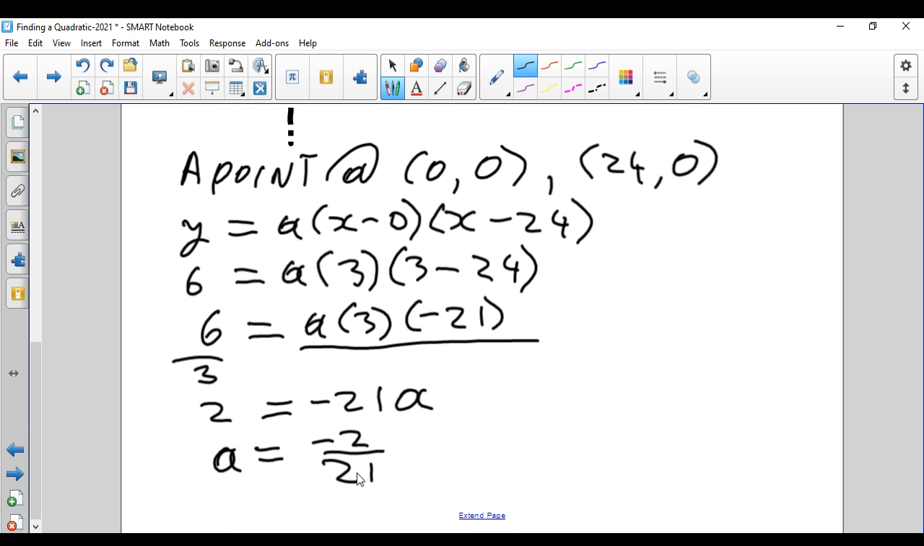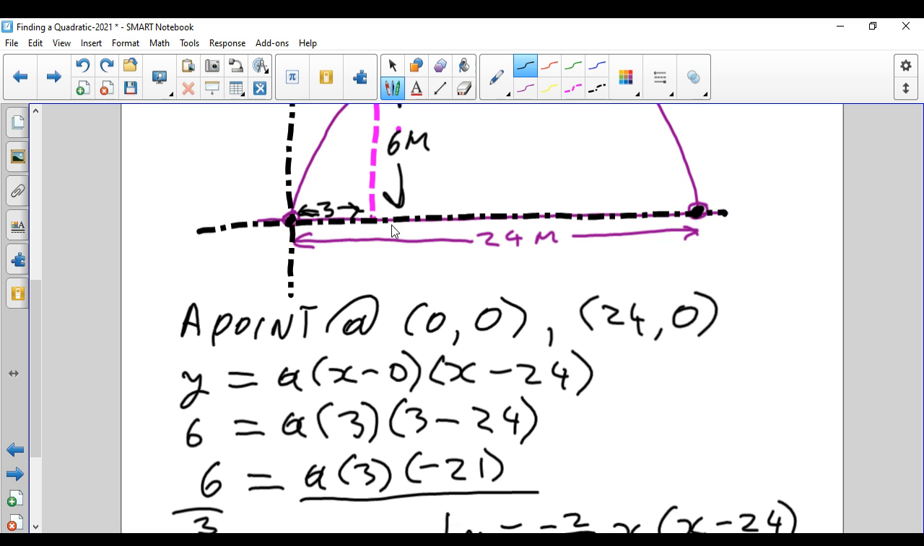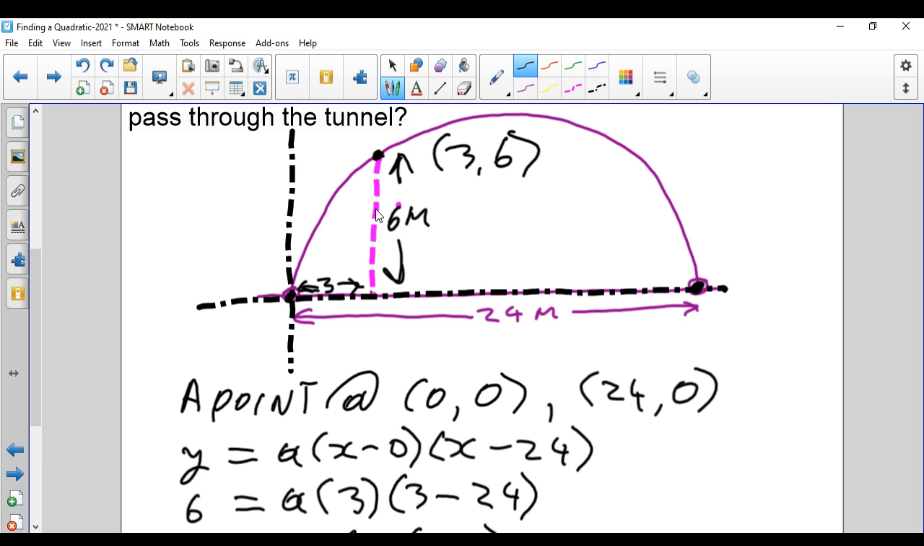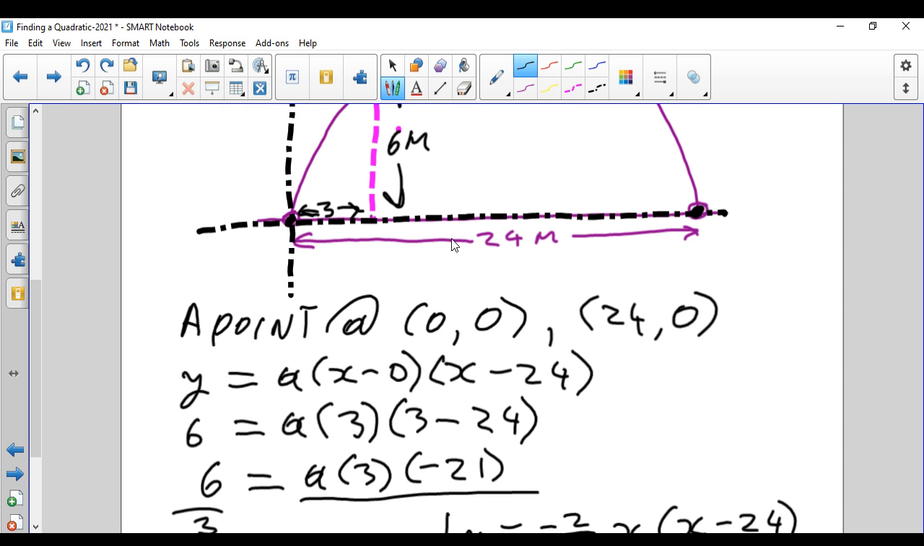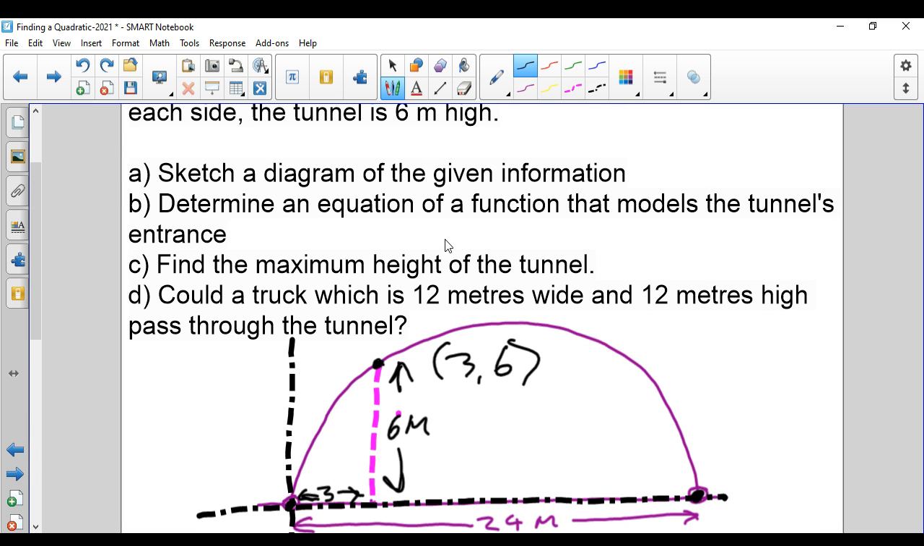So what is the equation of the parabola? Well, we have the a, so we can write the parabola equation. It should be y equals minus 2 over 21 x. I'm not going to put minus 0 anymore because that's hopefully obvious. And then in the other bracket, we're going to have x minus 24. That represents my function. Right? If I put this on Desmos, it should go 24 along the x-axis, the distance between the two zeros, and it should also go through the point 3, 6, if I'm right. And you can try that on Desmos when you have some time. We're going to try to answer one more question, and then we'll wrap it up.